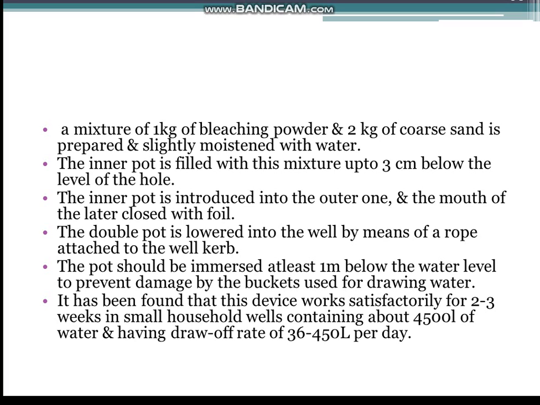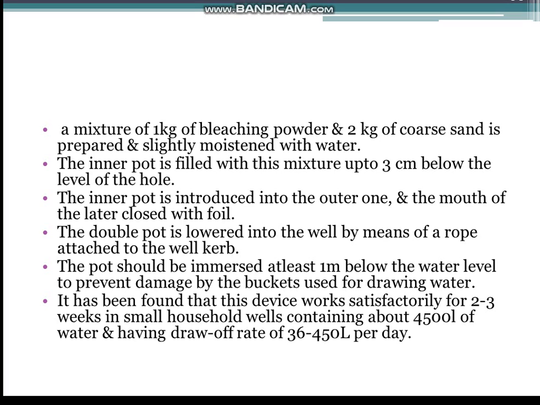The pot should be immersed at least 1 meter below the water level to prevent damage by the buckets used for drawing water. It has been found that this device works satisfactorily for 2 to 3 weeks in small household wells containing about 4,500 liters of water and having a draw-off rate of 360 to 440 liters per day.